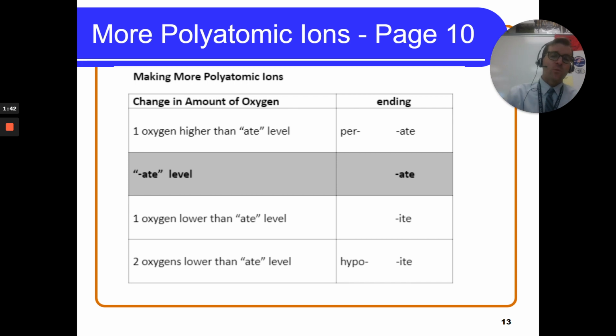If we add one oxygen, the name's going to be different. It's going to be per at the beginning, ate at the end. If we have one less oxygen than what we already know, we're going to change the ending to ite. If we have two less oxygens, it becomes hypo in front and ite at the end.